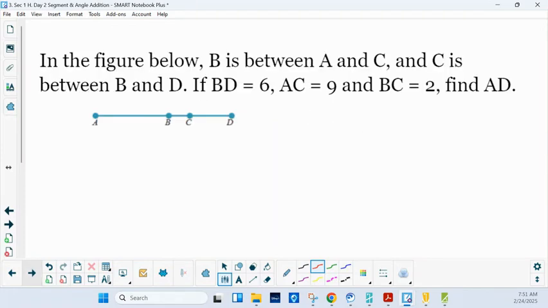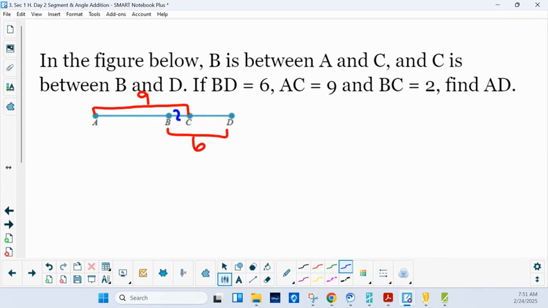Okay, in the figure below, B is in between A and C. C is between B and D. Now they're going to give us some measurements. A great idea is to label where these are. From B to D is 6. From A to C is 9. And BC is 2, so this little portion right there is 2. And we need to find all the way from A to D.